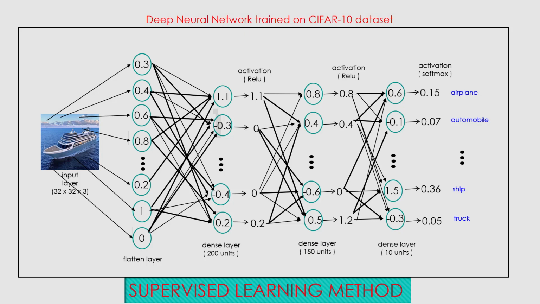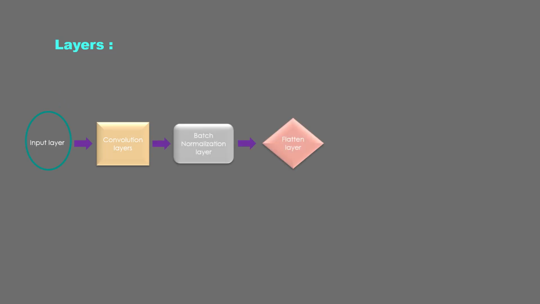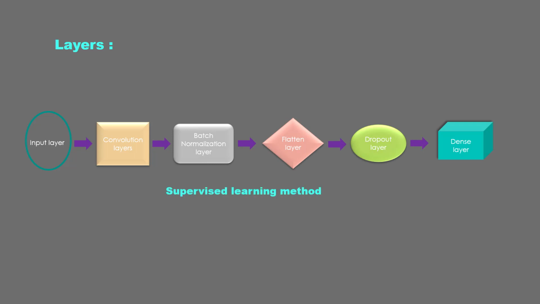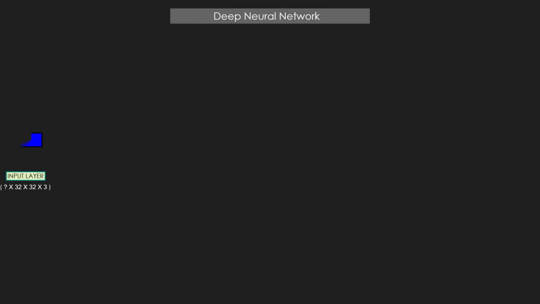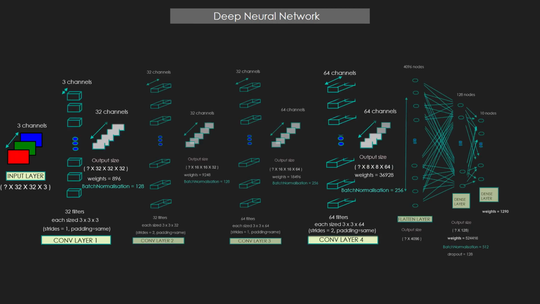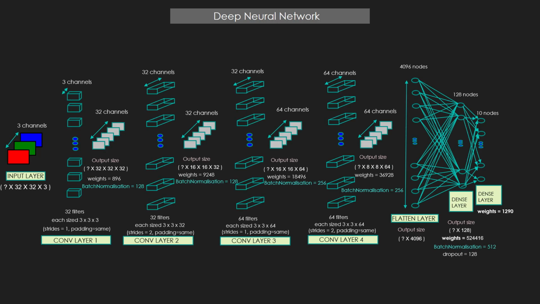In this tutorial, we will improve this neural network by introducing convolutional layers, batch normalization layers, a flatten layer, a dropout layer, and a dense layer. This is a supervised learning method. And this is the improved neural network we are going to build. We will see each layer briefly.